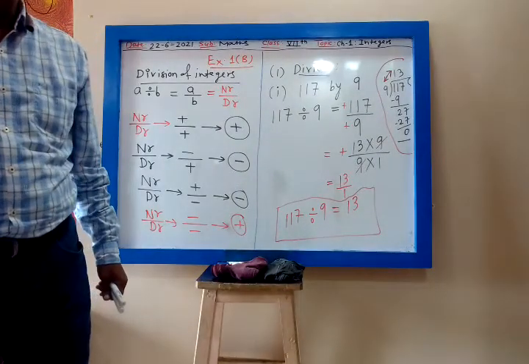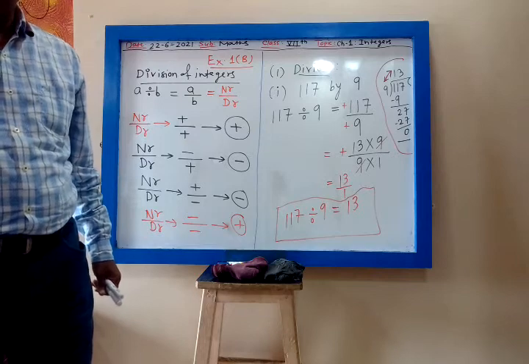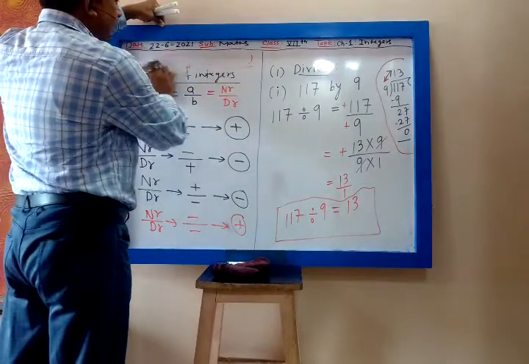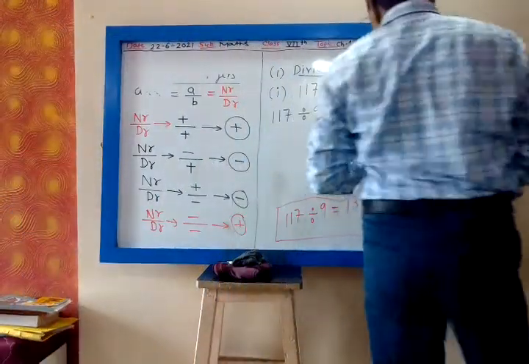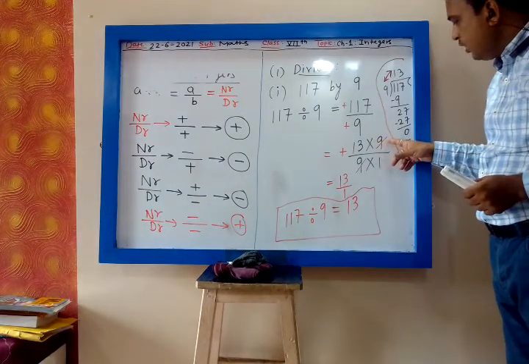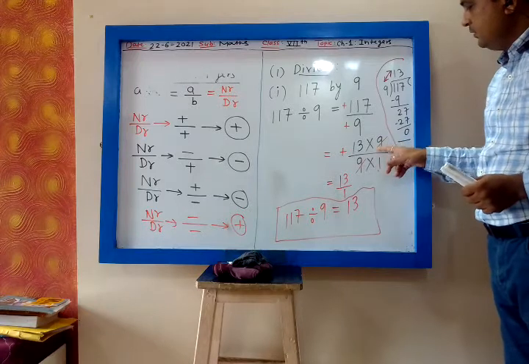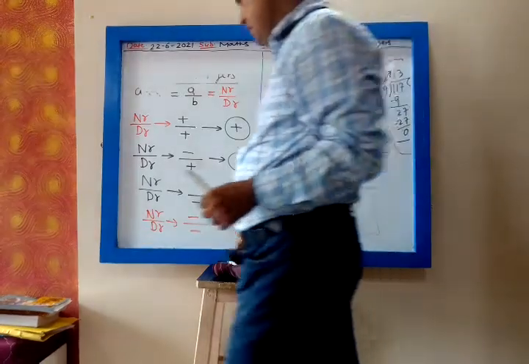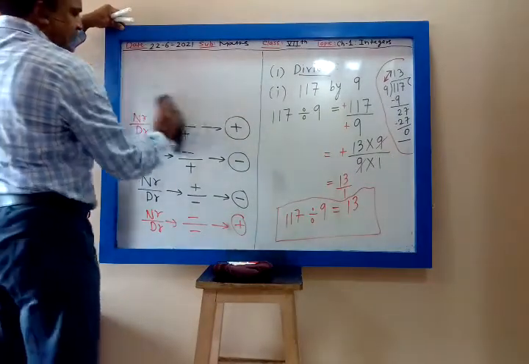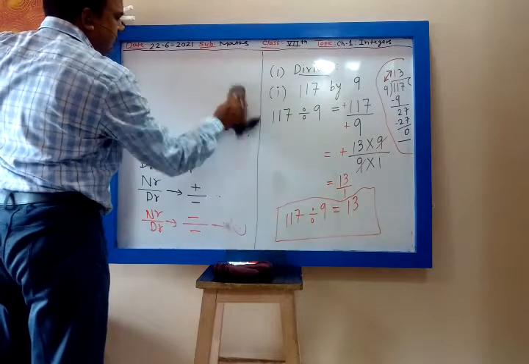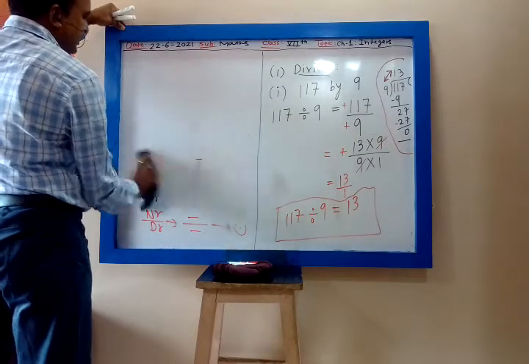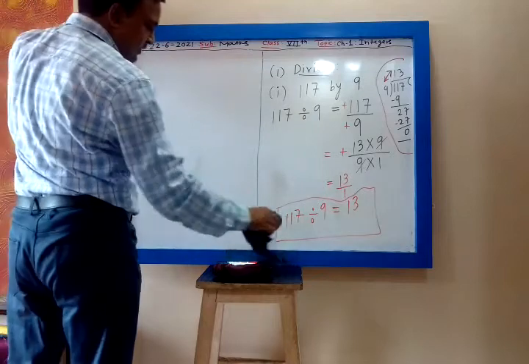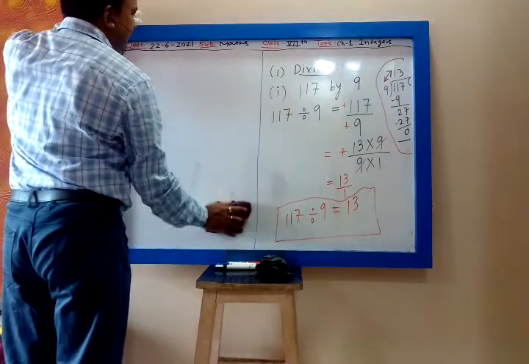Yes, understood now? I have written 117 as 13 into 9 so that I can cancel the common factor of numerator and denominator. We have to cancel the common term of numerator and denominator in division. You can directly write. See, for this you must be thorough with the tables. Without knowing the tables, you cannot perform the division, my dear. So at least up to 15 tables, you must be thorough.